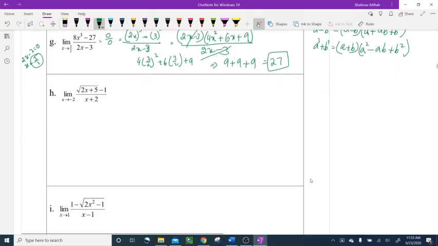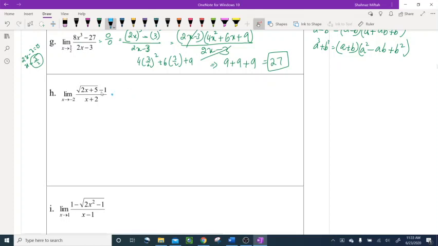Okay, question H. Direct substitution is the thing that I'm going to do. If I plug in -2 here, I'm doing it in my head and you watch, guys. If I plug in -2 here, -4 plus 1 is -3, hmm, actually 2x plus 5 gives 1. 1 is a perfect square, so 1 minus 1 is 0. So it's going to give me 0 over 0. Again, I need more work, and since I have a square root, I'm going to do a conjugate.